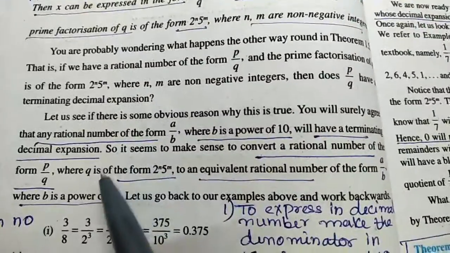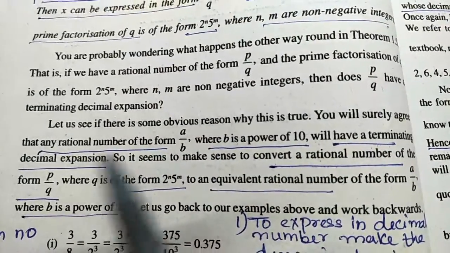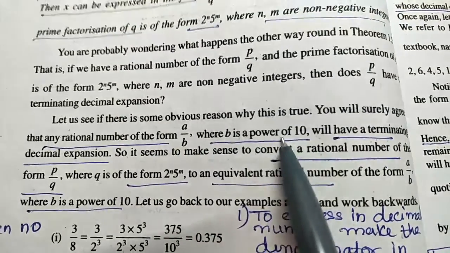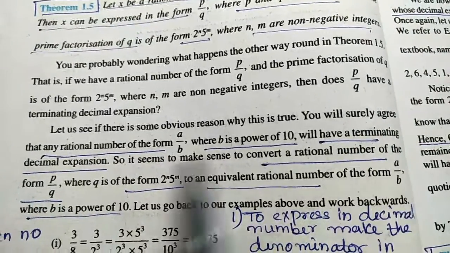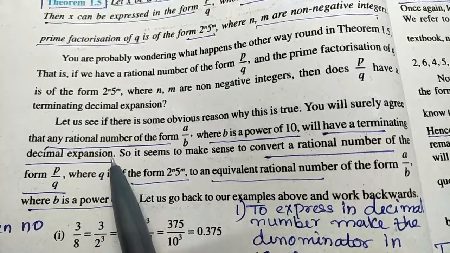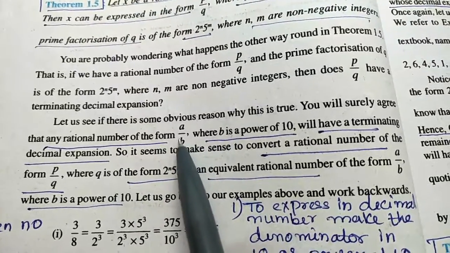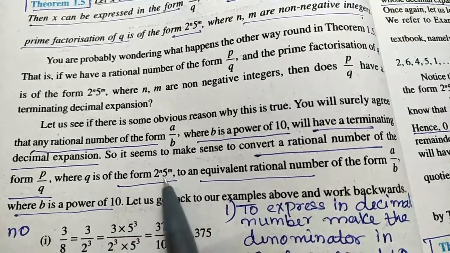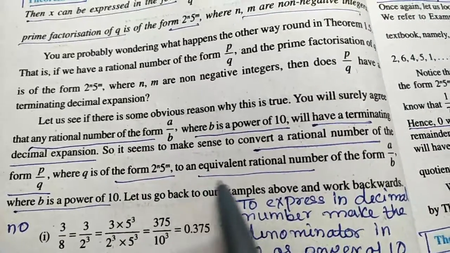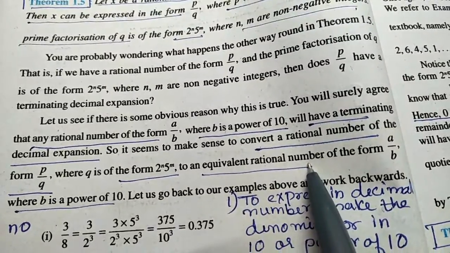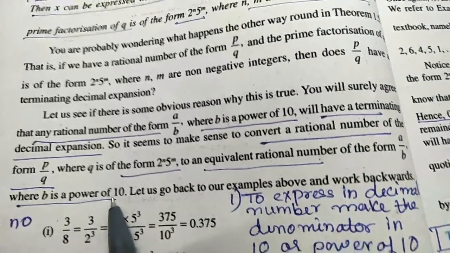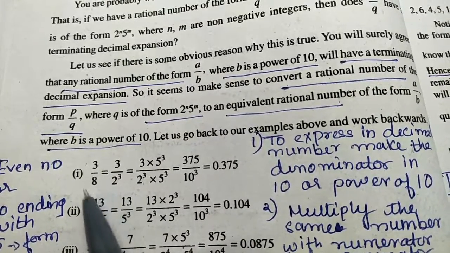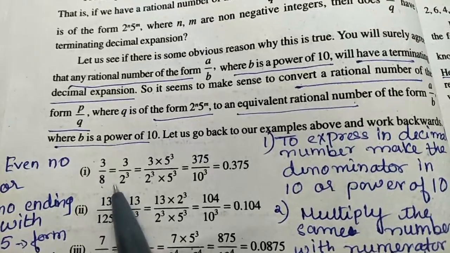Now according to theorem 1.5, if we have a rational number in A upon B form, where B is a power of 10, it will have a terminating decimal expansion, that we have seen. But if it does not have a power of 10, then we have to convert it into the form of 2 raised to n and 5 raised to m by making an equivalent rational number, where the denominator will have a power of 10. For example, we have 3 upon 8.